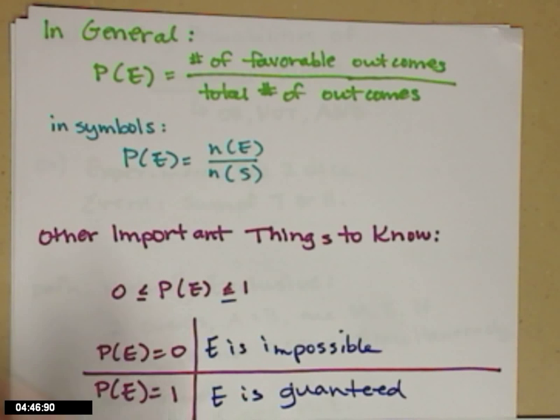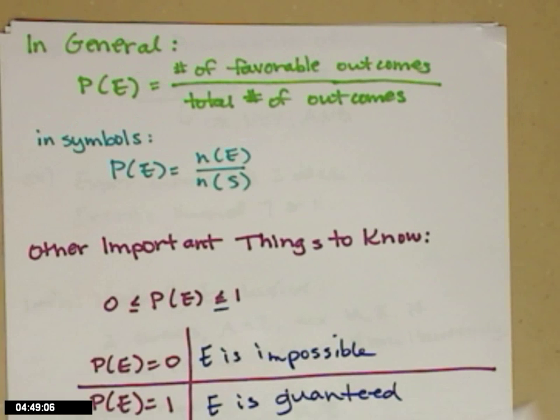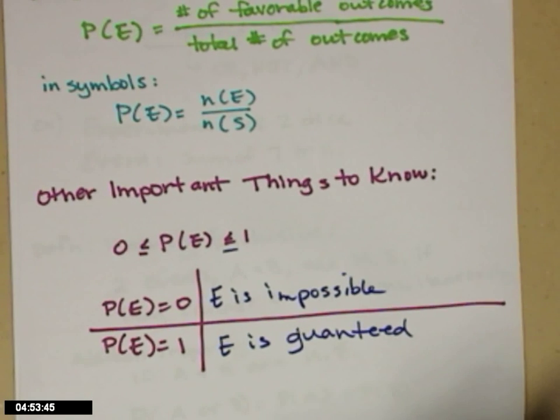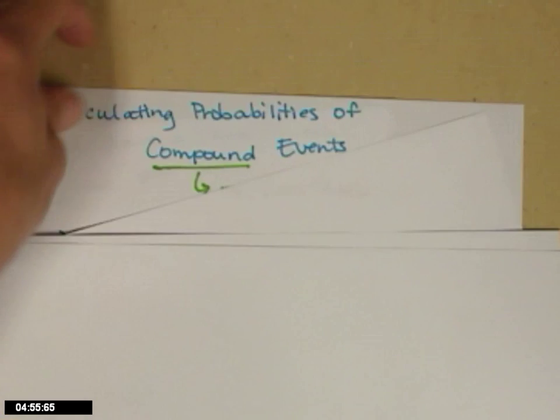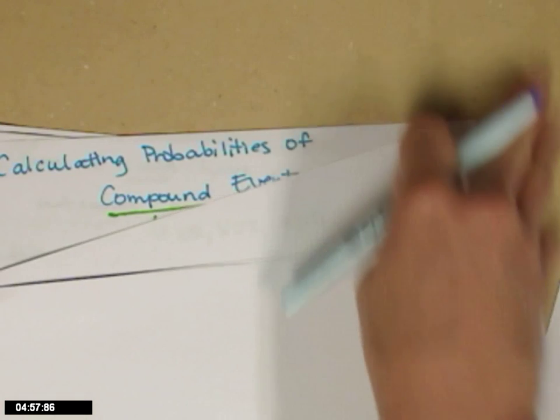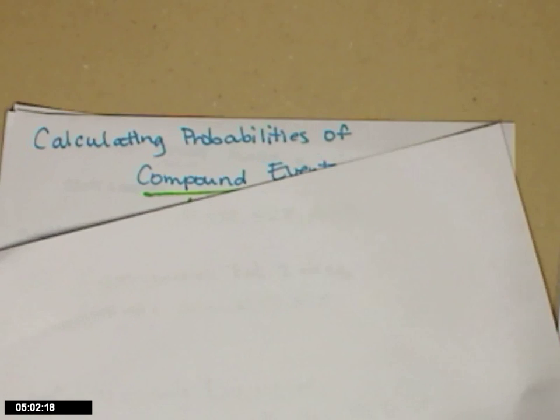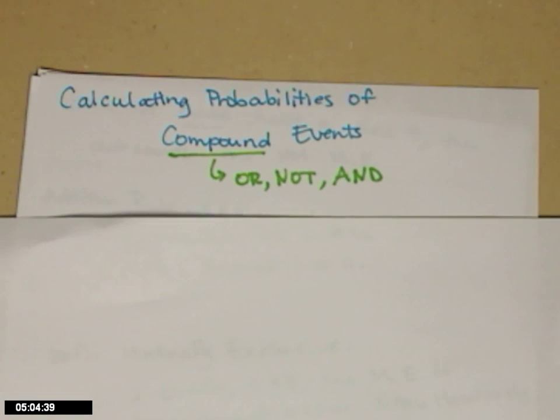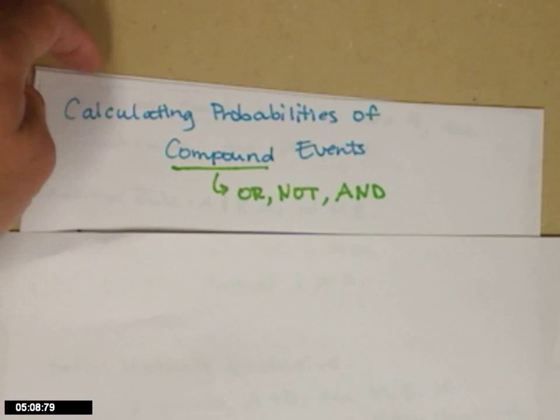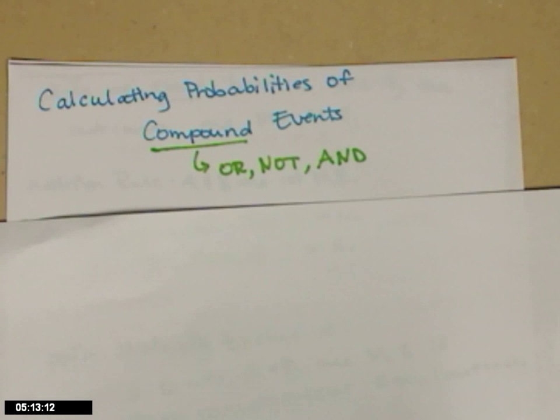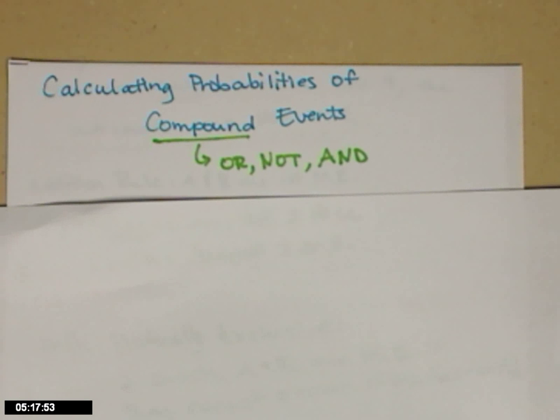Okay. All right. So the next thing that can happen is maybe we're going to have some compound events to calculate here. So let's take a look. Compound, just like in English, right, compound sentences are combined with or, not, and and. And we're going to do the same thing here, but I'm not going to say a whole lot about not because it's just like you've been doing with complements from other chapters.